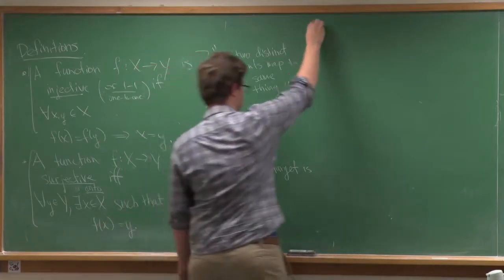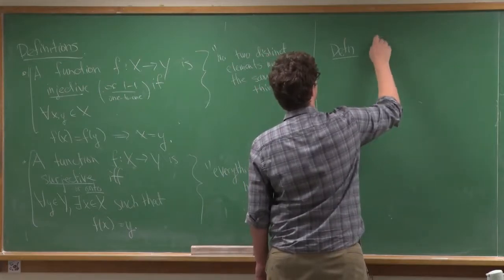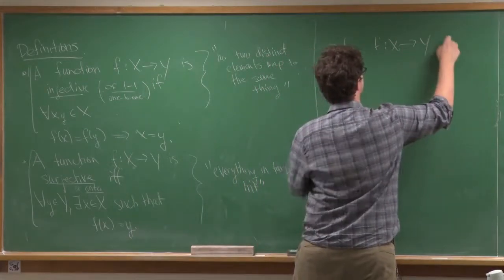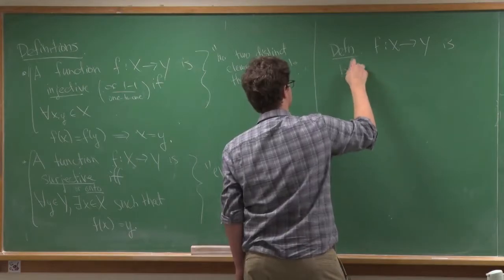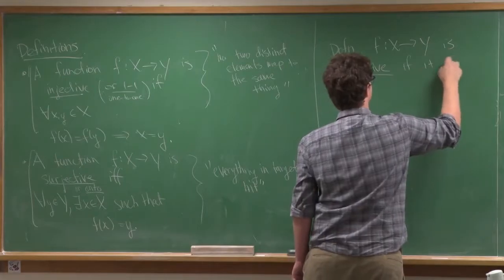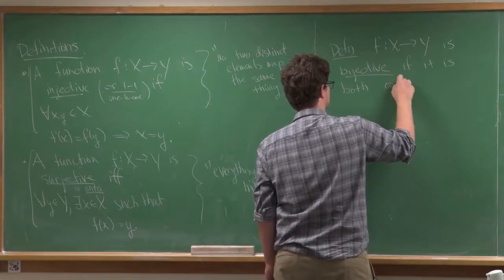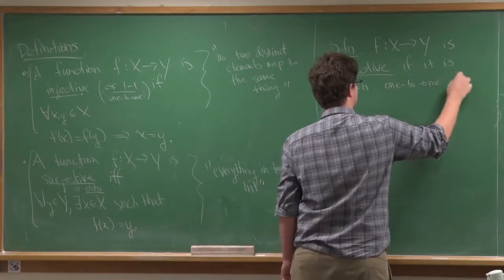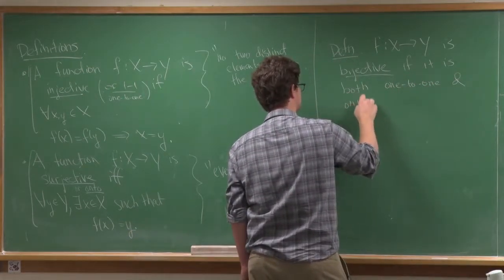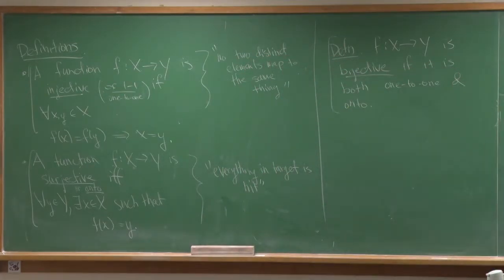Okay? One more definition. F from X to Y is bijective if it is both one-to-one and onto. Okay, so this is saying, well, that's what it says. So for finite sets, they have to have the same number of elements.